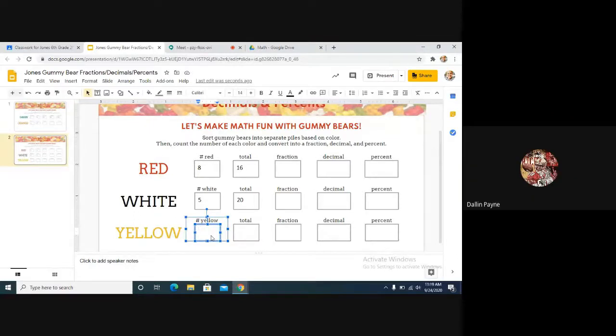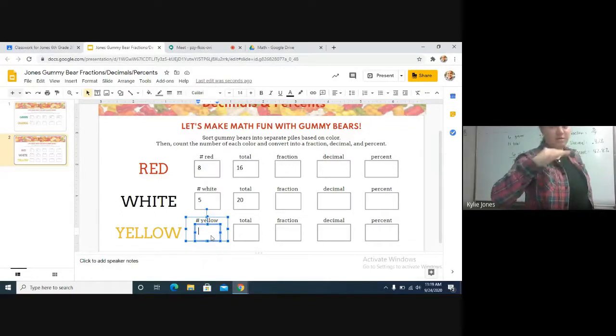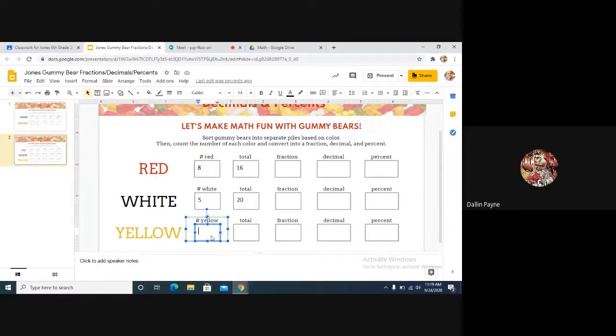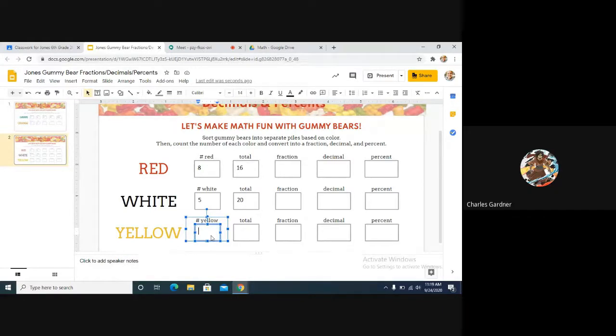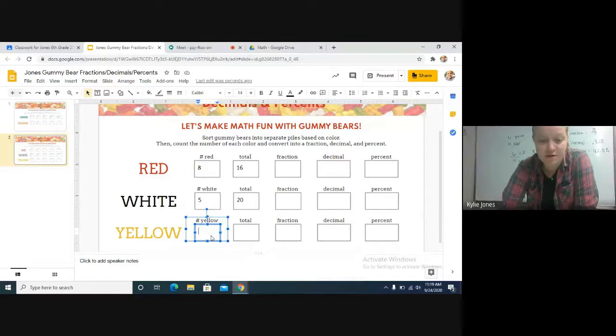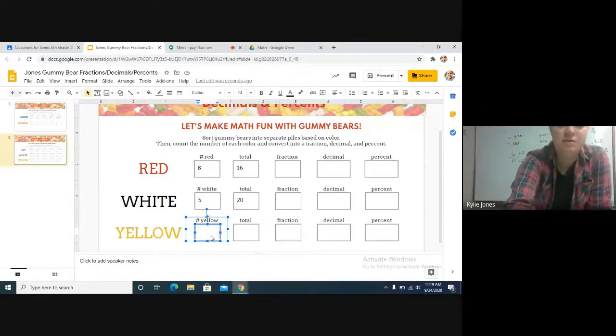What I don't get is how to make it a fraction like this. You put the number of the color you're looking for on the top and the total amount on the bottom. So that's the fraction, and then the decimal, you have to divide, and then for the percent, that's moving the decimal. That's easy. For yellow, let's do 9.